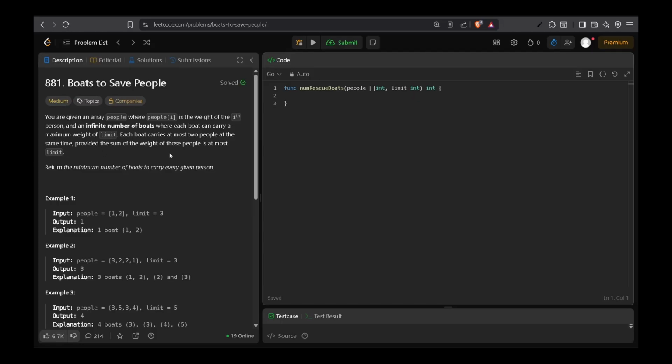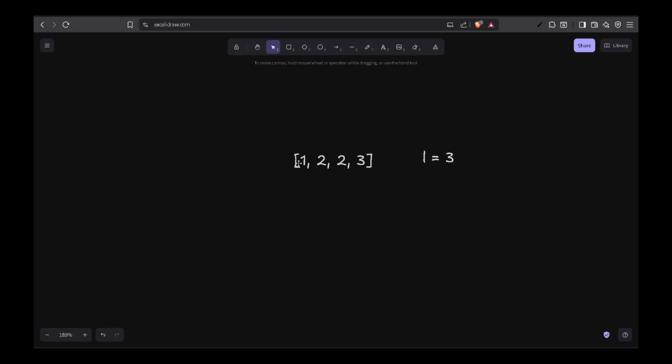So what does the question say? Basically we'll be given an array of numbers, and each number will represent a person's weight, right? So the weight of this person is 1, and weight of this person is 2, and so on. And we'll also be given another int number, limit, which in this question is 3. So what does limit mean?